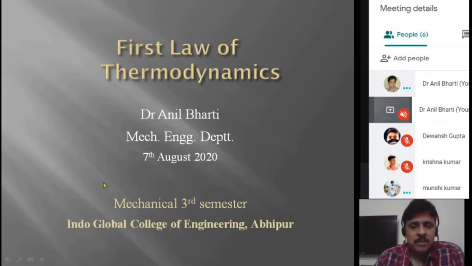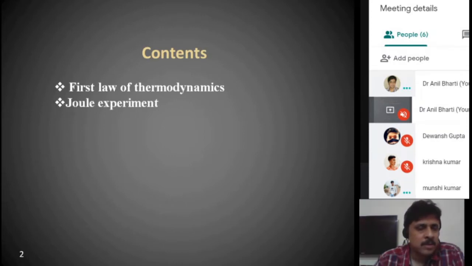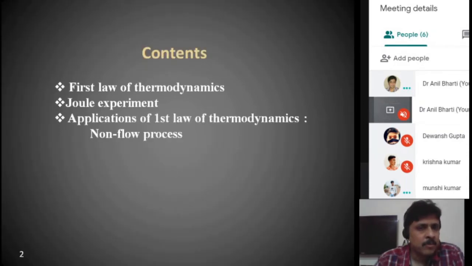So, today, as we discussed in the last class, we will start with the first law of thermodynamics. Now, these are the contents. First, we will discuss the definition of the first law of thermodynamics. Then, we will get an overview of Joule's experiment. Then, we will discuss the applications of the first law of thermodynamics.